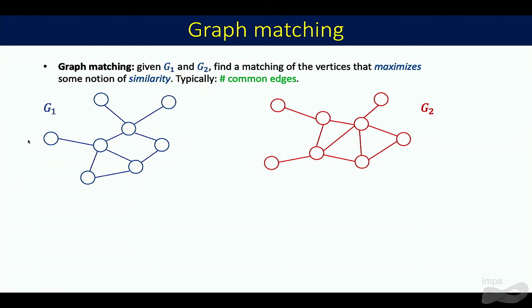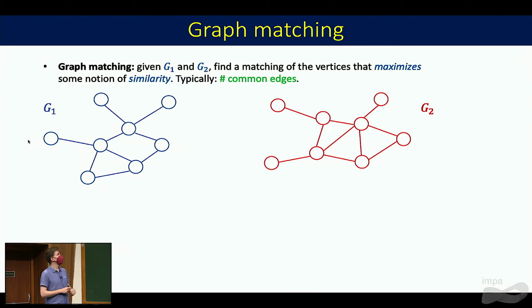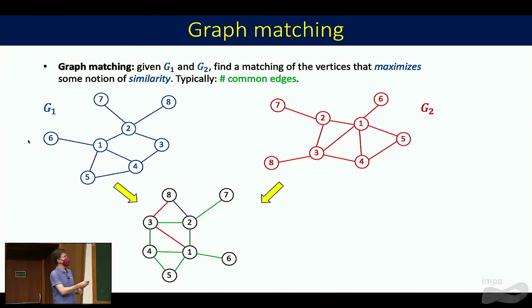So this is a fundamental problem. Here we're given two graphs which are similar, we think, and we want to figure out a good matching of the two sets of vertices that shows this similarity. Okay? So maybe with these labelings of the two sets of nodes, this gives you a matching, and then you have a bunch of edges that are in common and some that are not. And the typical objective that you want to maximize in graph matching is the number of common edges.